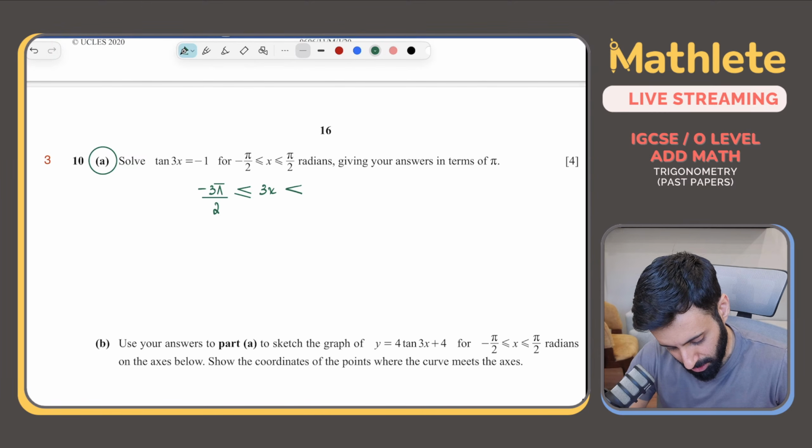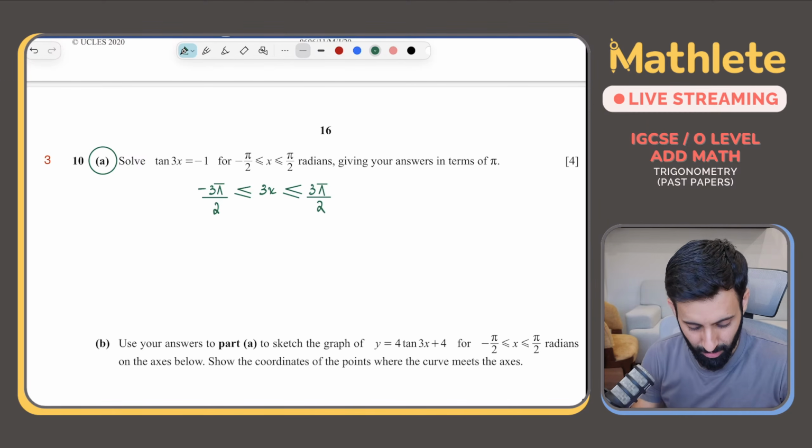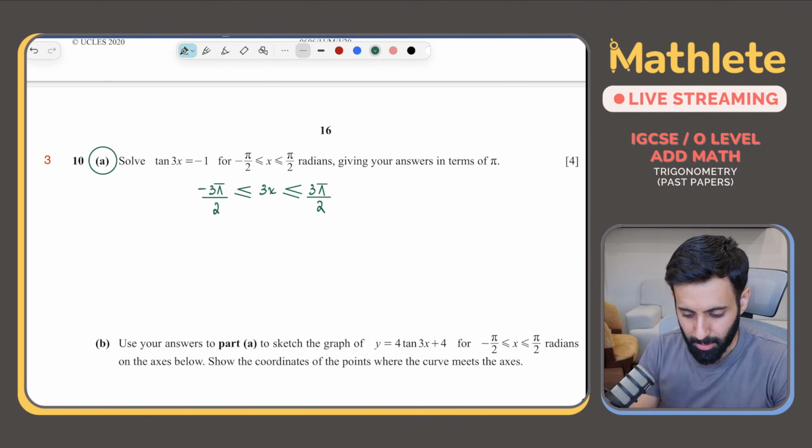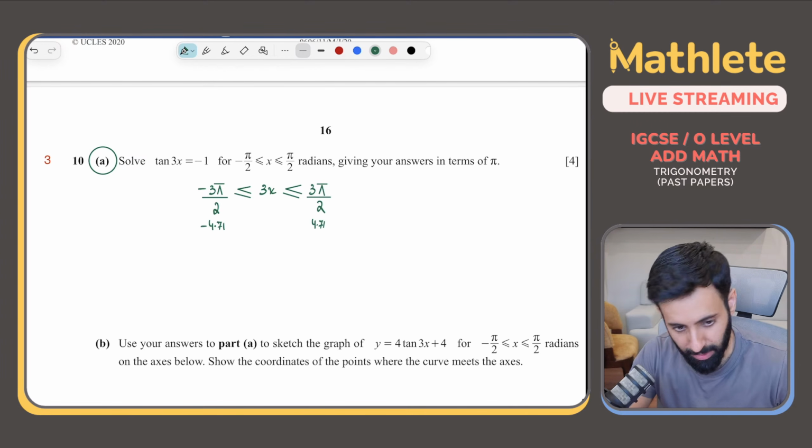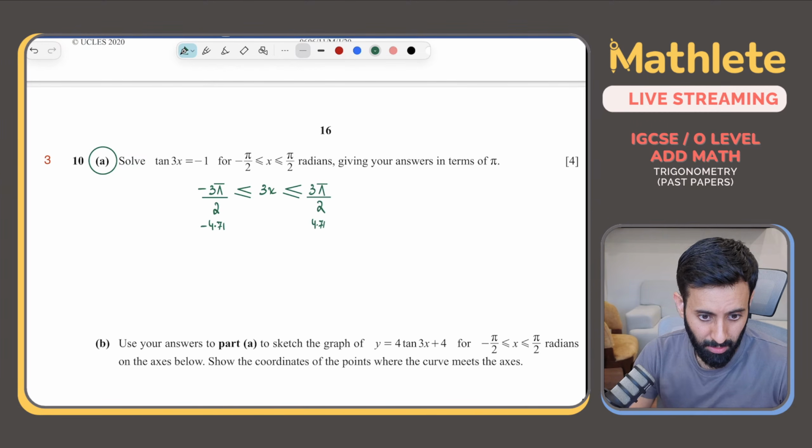Is lesser than or equal to 3 pi upon 2. So we have multiplied all the sides of the inequality by 3, and this is the new range. Now, a good idea would be to figure out the decimal value of 3 pi upon 2. This is equal to 4.71, and this obviously with a minus sign, and this is also equal to 4.71 with a positive sign.